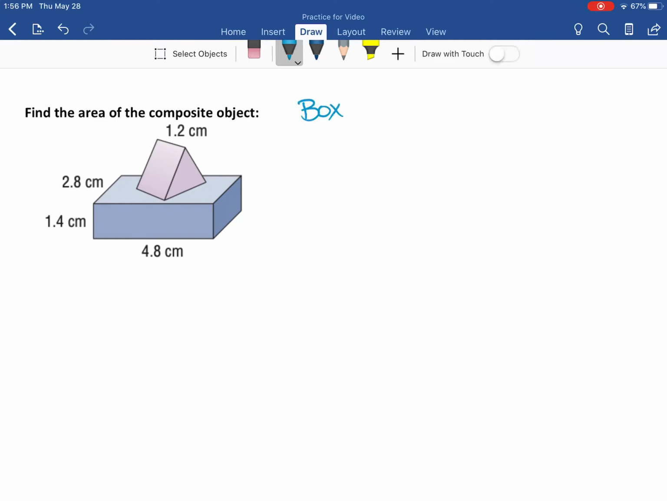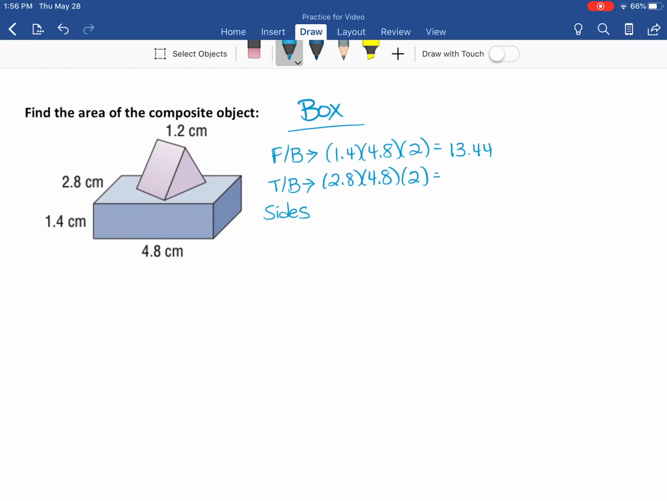First part being the box, because surface area of a box I think is the easiest. So I'm going to have the front and the back, the top and the bottom, and the sides. The front and the back are 1.4 times 4.8, and there are two of them, so I'm going to double it, and I get an answer of 13.44. The top and the bottom is 2.8 times 4.8, and again, I'm going to double it because there's a top and a bottom, and I'm getting 26.88. And the sides are 1.4 by 2.8, and there are two sides. So again, I double it and get 7.84.